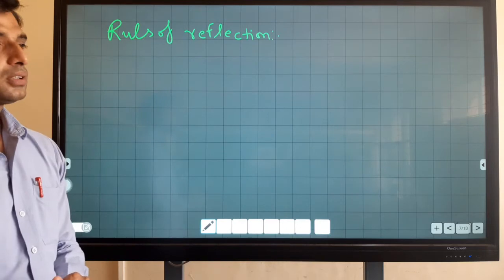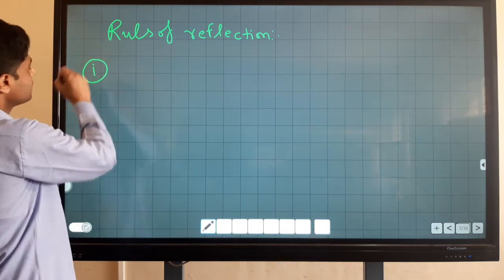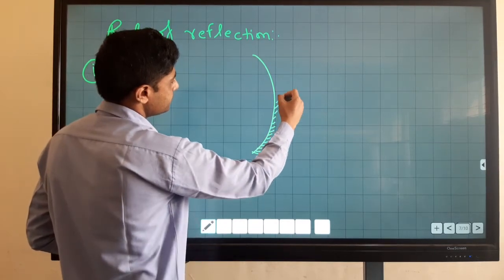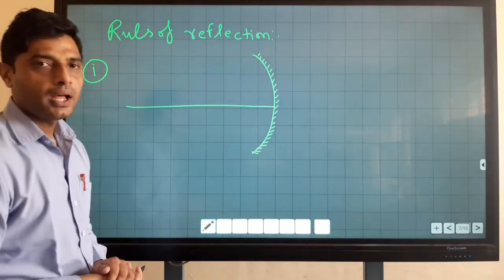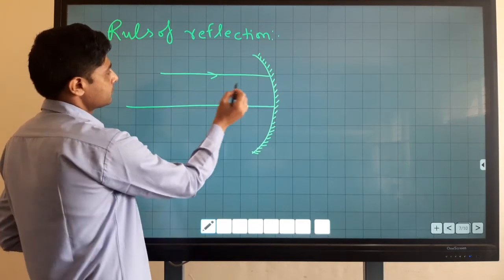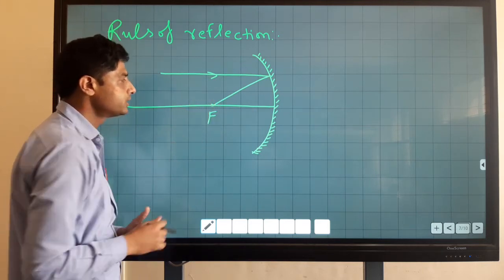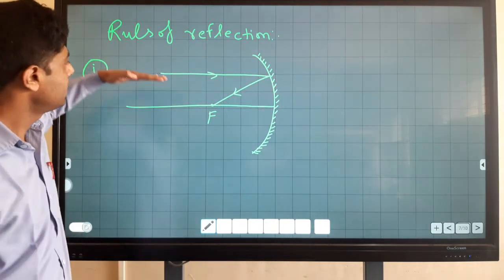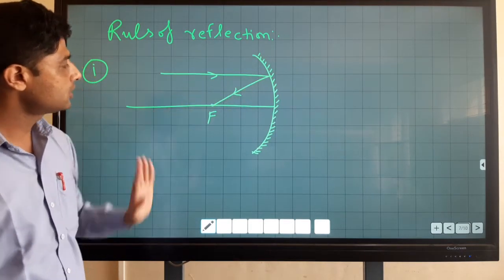Rules of reflection. We have to follow some rules for reflection. The first rule is that when a ray of light travels parallel to the principal axis, then it always passes through the focus of the mirror. It is the first rule. When a ray of light travels parallel to the principal axis, it always passes through the focus.